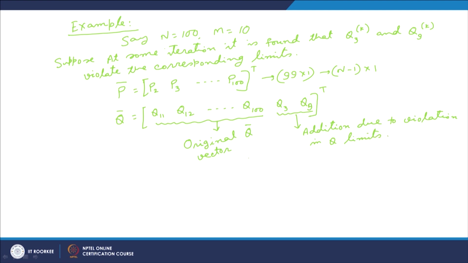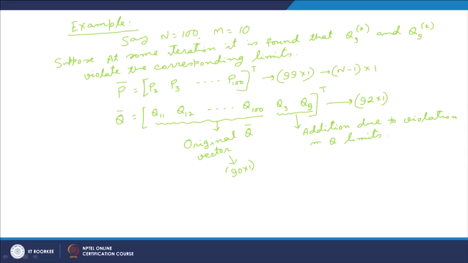So, then in this case, what would the dimension be? From here to here, it is 90 plus 2. So, it is 92 cross 1. Now, what is the original Q vector dimension? The original Q vector dimension is simply 90 cross 1, and this addition is basically 2 cross 1. So then therefore, original plus addition is basically 92 cross 1.